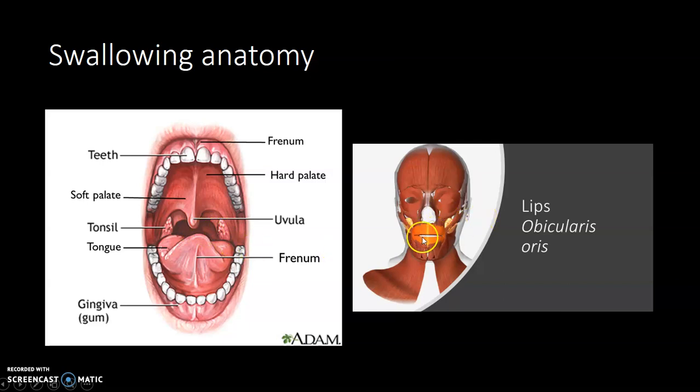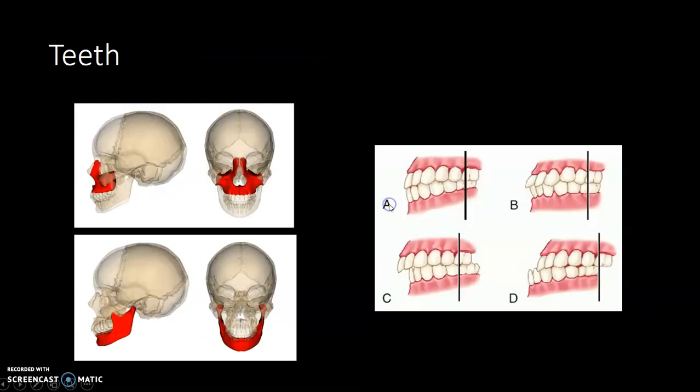So for our lips, again, we have the orbicularis oris that's not rounding to give us our oohs or stretching out to give us our e's. It's now closing to keep food in our mouth.